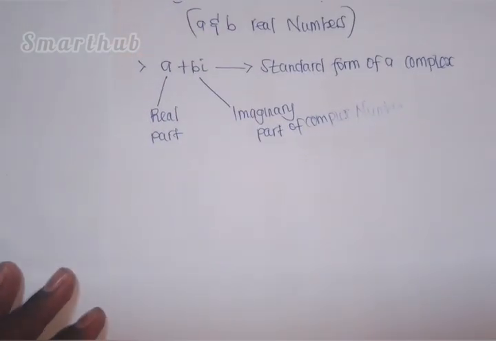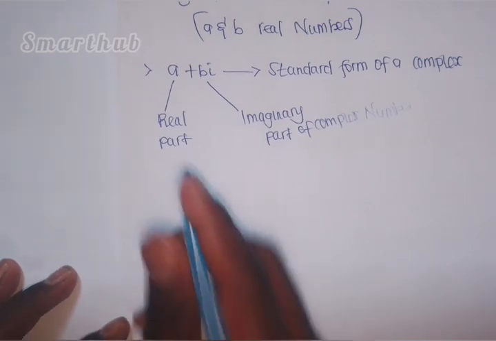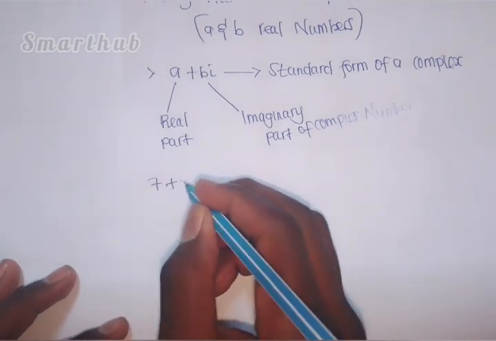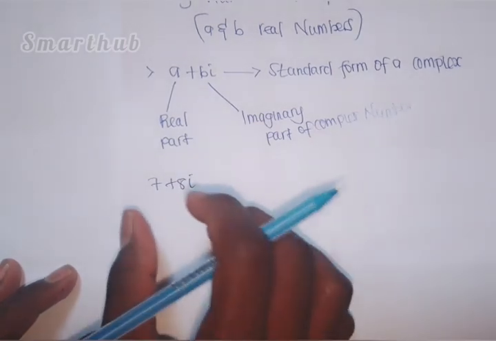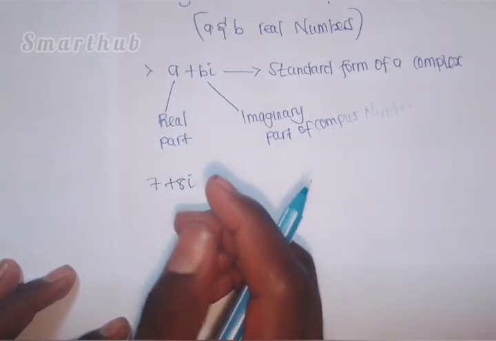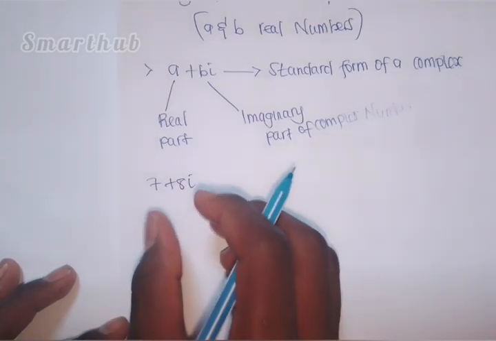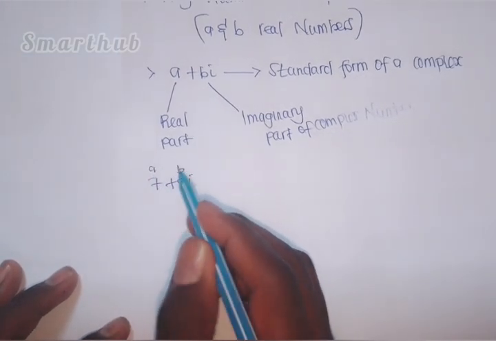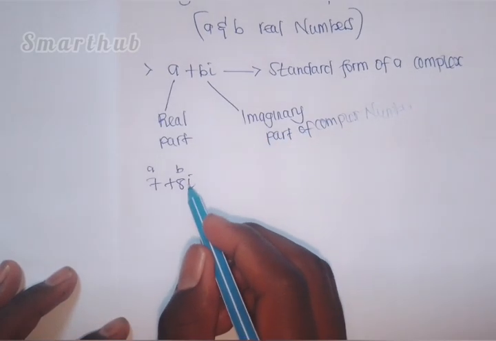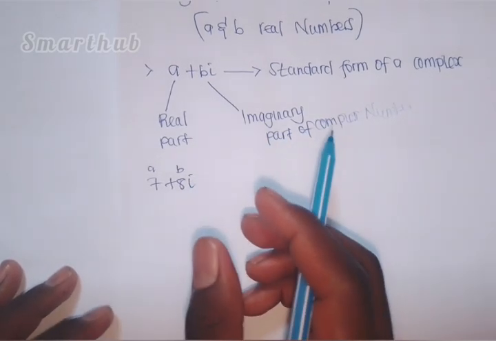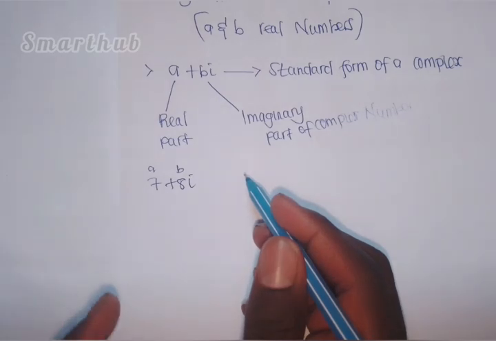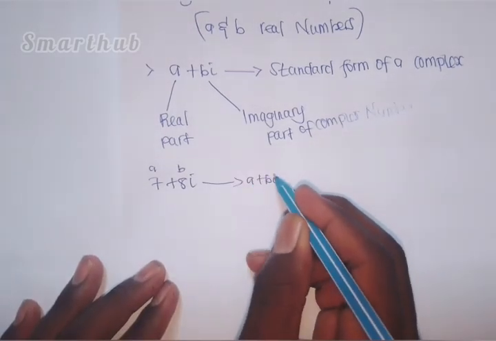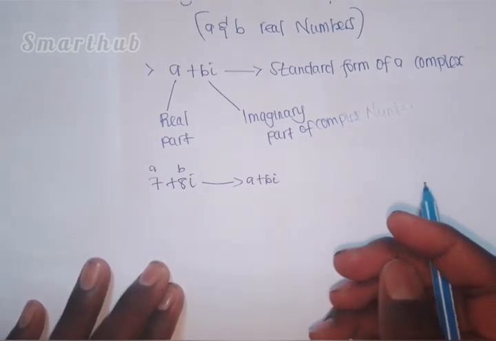Okay, so let's say for example you have 7 plus 8i. This is in the standard form because you have a and b as real numbers, then an i here. So this one is in the form of a plus bi, where a and b are real numbers.